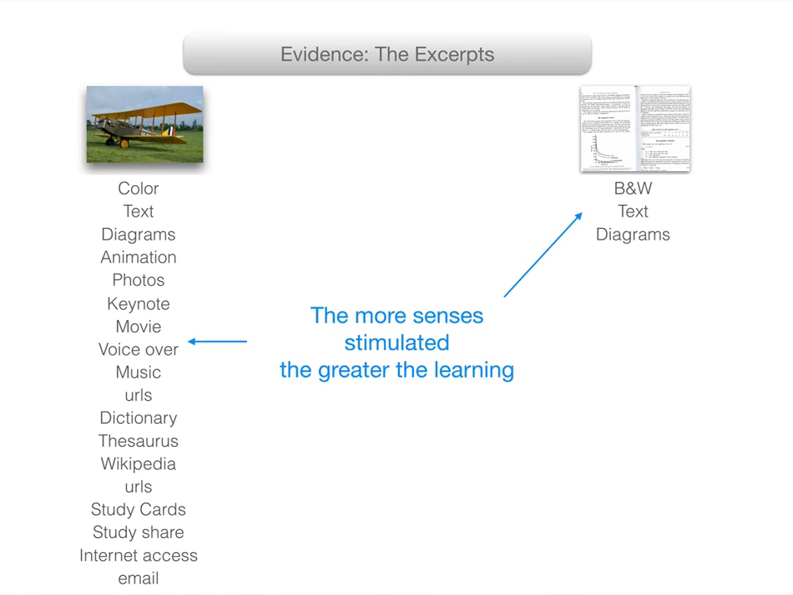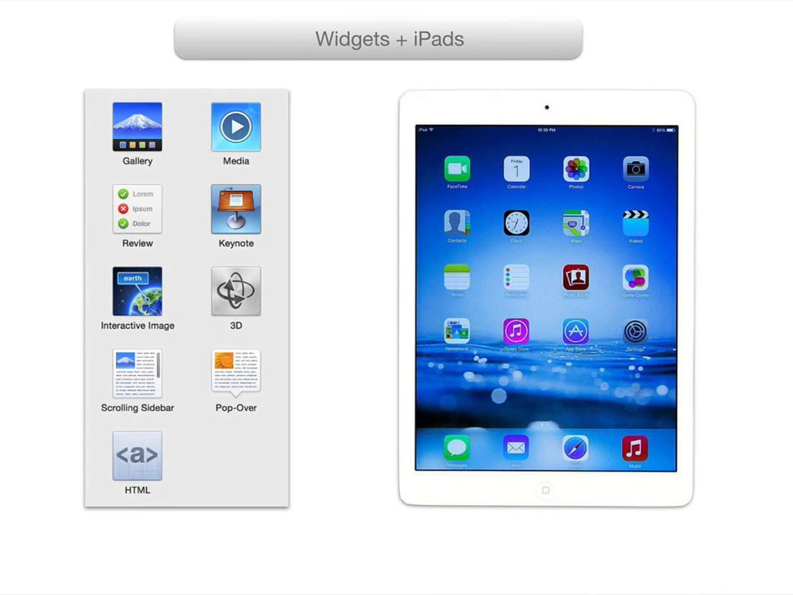The more senses that are stimulated, the greater the learning. So to me, it's an open and shut case. Multi-touch books. In my opinion, widgets combined with iPads are a winning combination in learning. When we put them together, I think they become the vehicle for transforming MBAs.